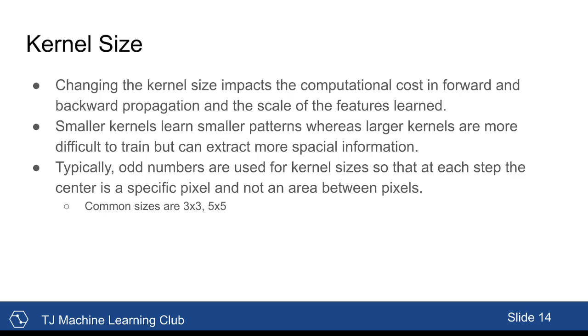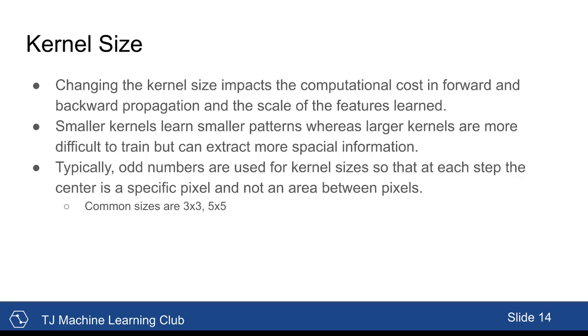Starting with kernel size, changing the kernel size really impacts the computational cost in forward and backward propagation and the scale of the features learned, because if you have a larger kernel size, you're making larger outputs. Smaller kernels are generally going to learn smaller patterns, but larger kernels might be more ideal in some cases, though they would be a lot more difficult to train, but they could extract more spatial information about an image.